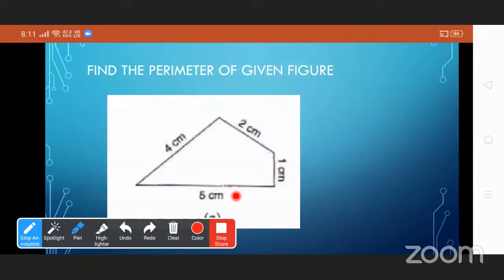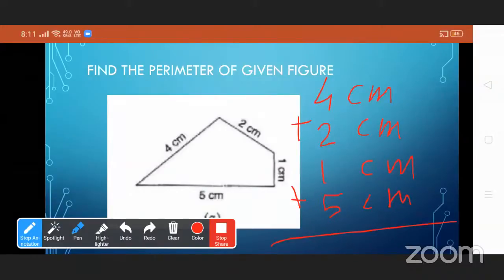Now 4 centimeter plus 2 centimeter plus 1 centimeter plus 5 centimeter.